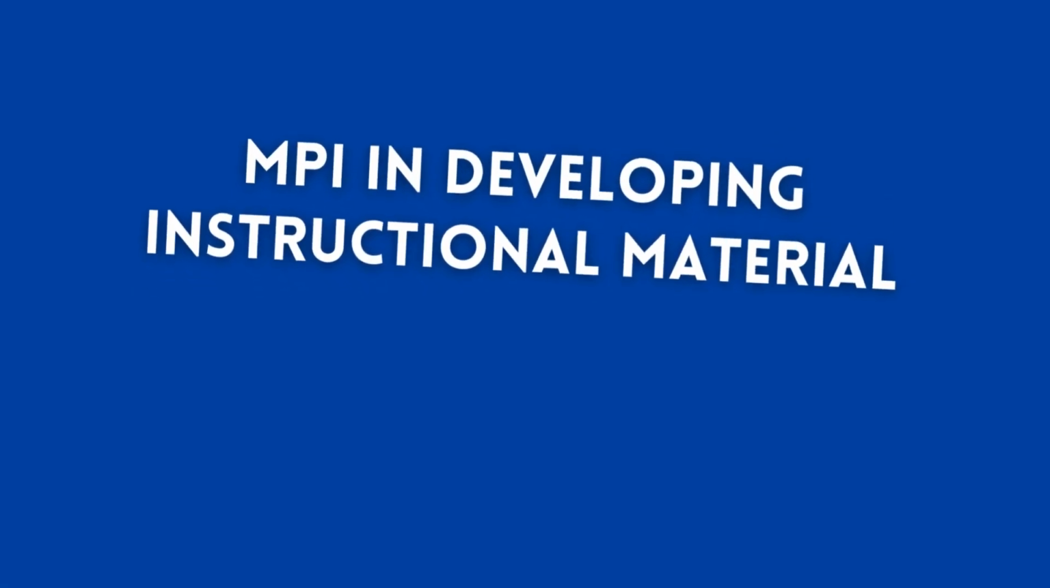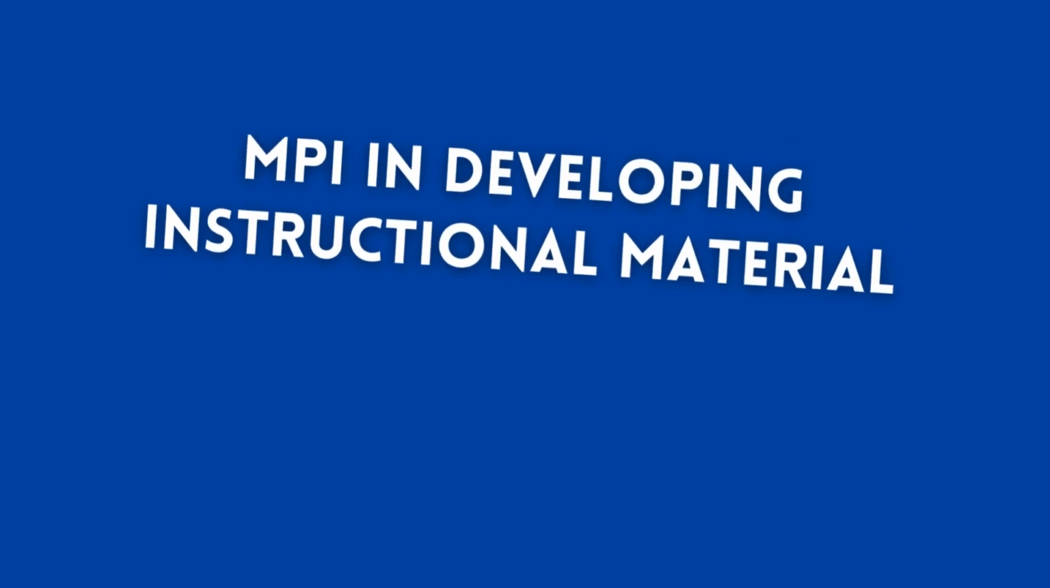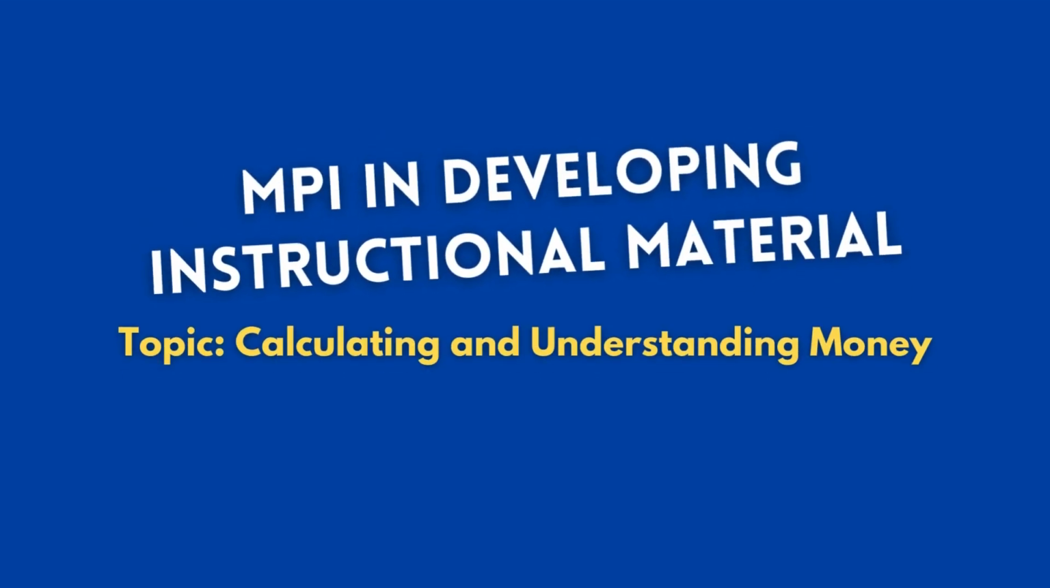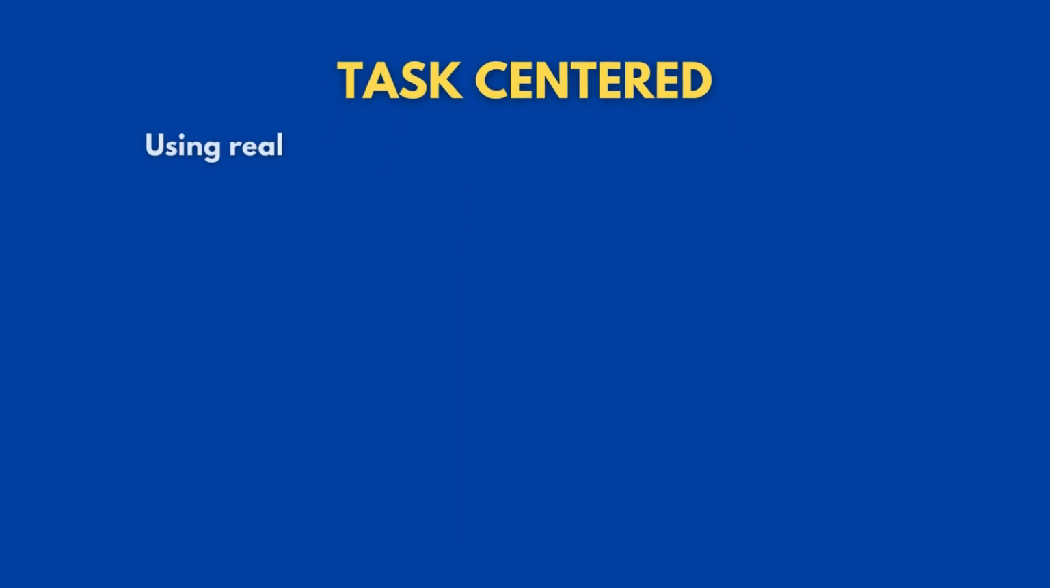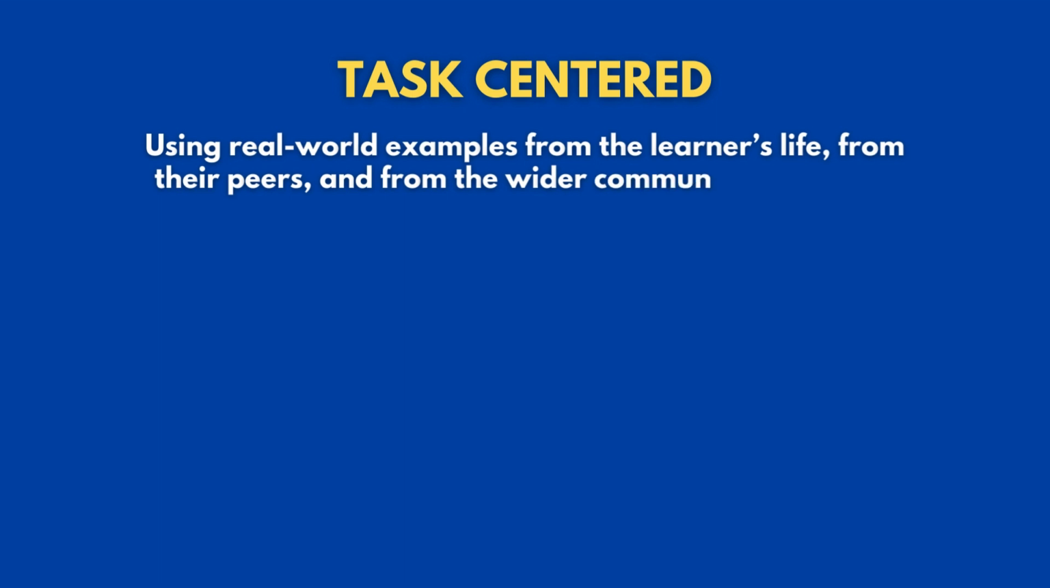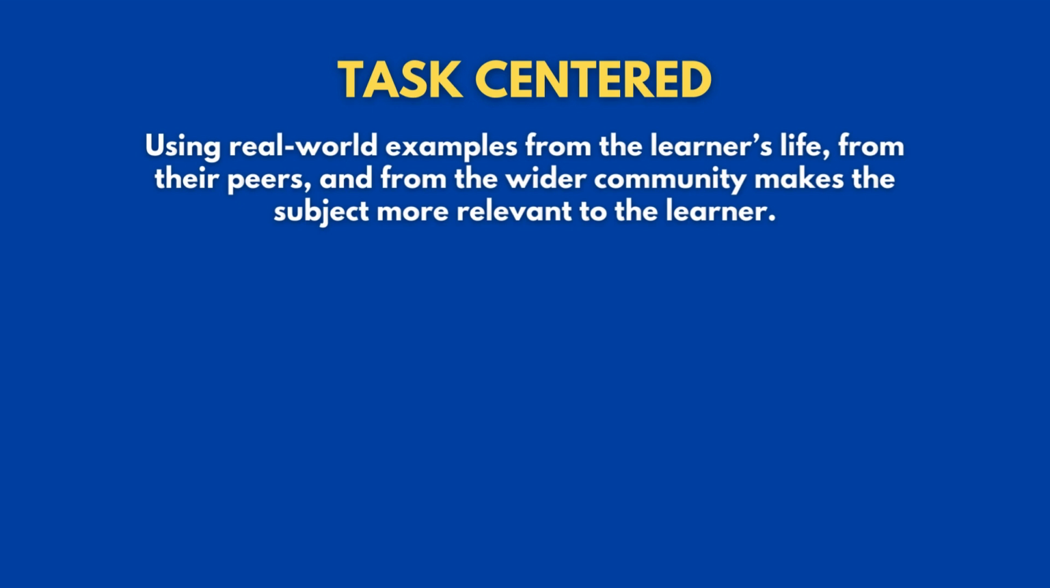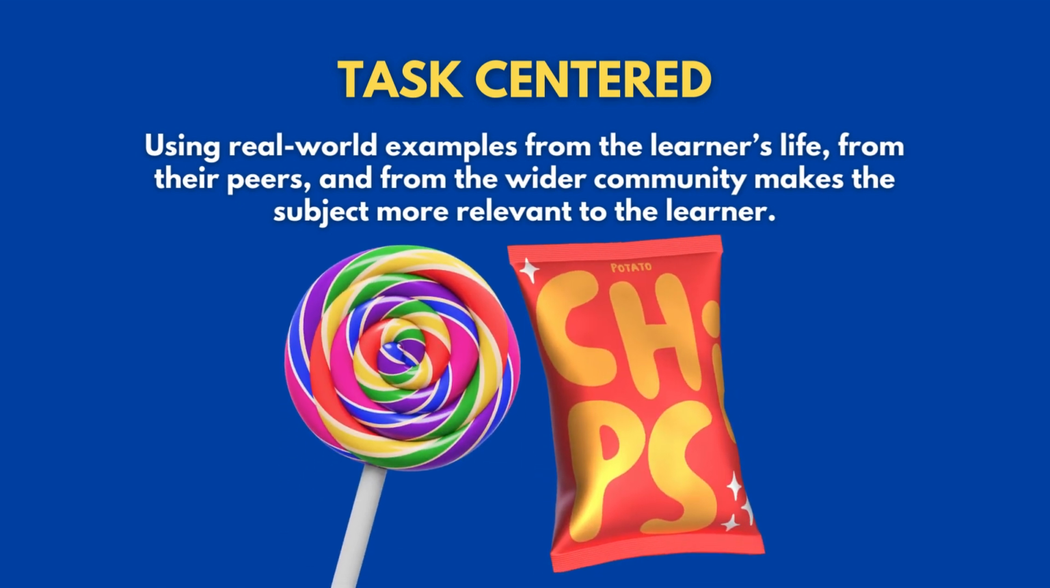Let's now relate the MPI in developing instructional material using the topic of calculating and understanding money as an example. Task-centered. Real-world associations are needed for a learner to find meaning in their learning. Using real-world examples from the learner's life, from their peers, and from the wider community makes the subject more relevant to the learner. Asking the students about their experiences buying basic goods, like candies or chips in stores, before the class starts will give them an idea of what the topic is all about.